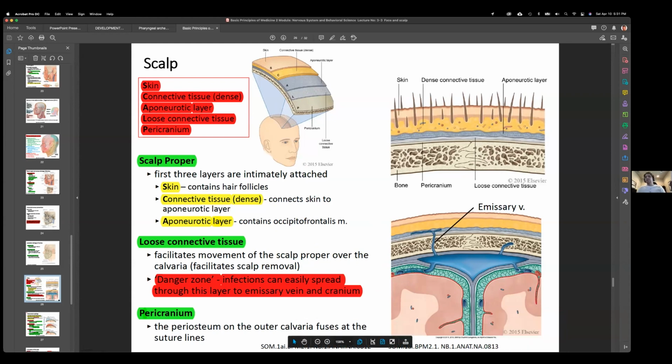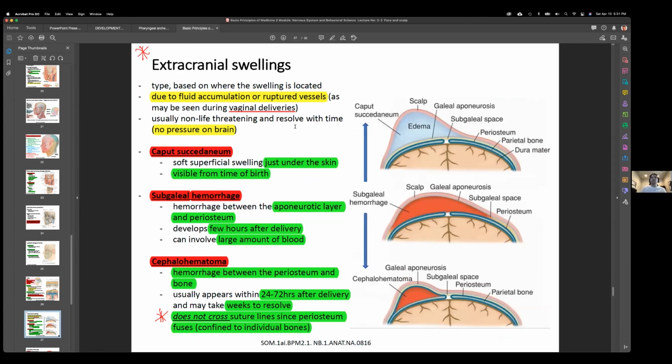And remember, these emissary veins are like those bridging veins, right? When you have some subdural hematoma and the brain atrophies, you have these lengthening of these veins. Oh, here we go. Yeah, this is good. Star, right? So these are the different ones.